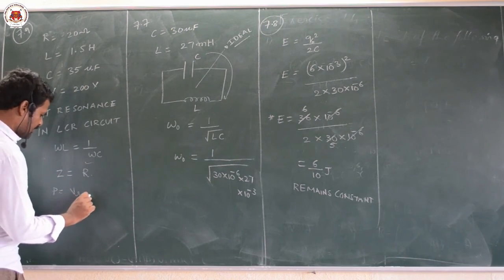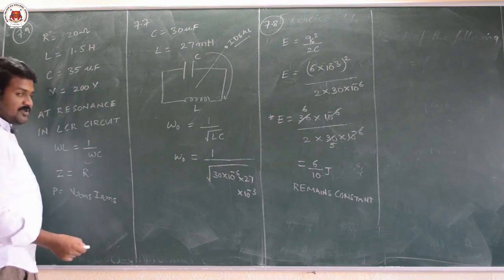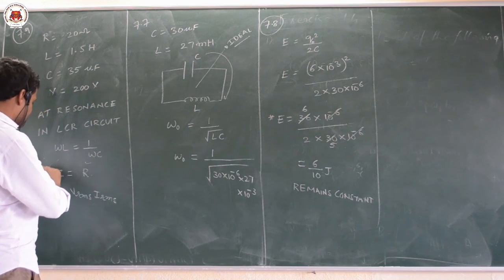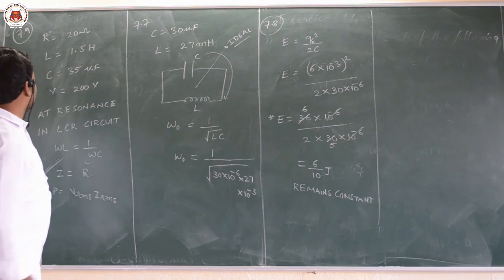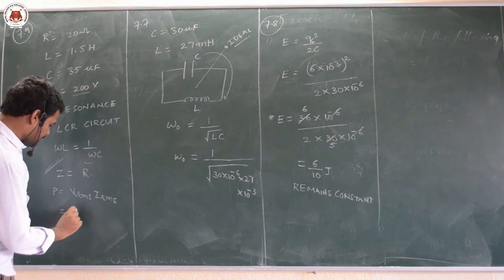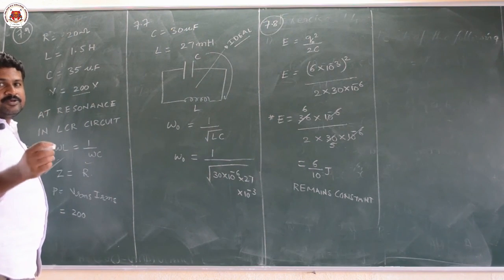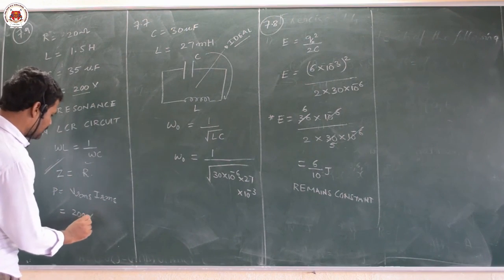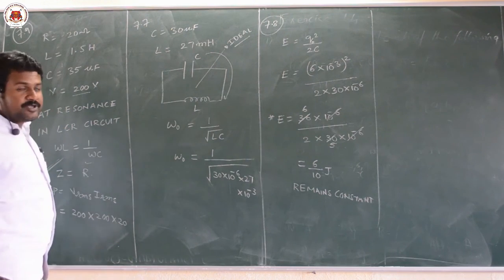Vrms, Irms, cos phi. Cos phi is 1 here, as both are in the same phase, since it acts like a resistor circuit. So Vrms into Irms. Vrms is given as 200, but Irms is not given. How can you find Irms? According to Ohm's law, Vrms is equal to Irms into resistance. So the answer is 200 into 200 by 20, because the R value is given as 20.